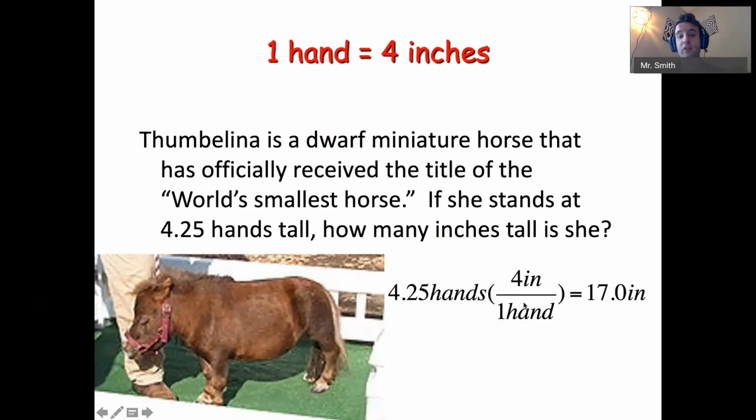Then, since our conversion factor is 1 hand to 4 inches, hands go on the bottom, so that hands can cancel out here. You'll notice that I showed that in blue. And then for the math, everything on the bottom gets divided, everything on the top gets multiplied. So in this case, we're going to take 4.25, multiply it by 4, divide it by 1, and we get 17 inches. That's our answer.